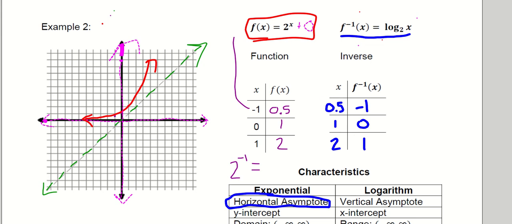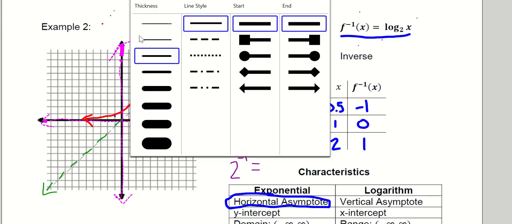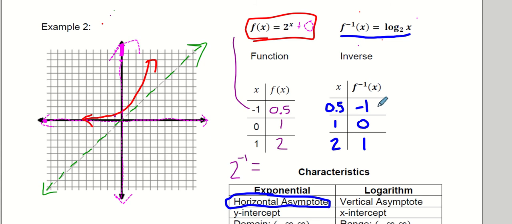So I'm going to graph these points. 0.5, -1, which is right here. 1, 0, which is right here. And 2, 1, which is right here. And so what it'll do is it'll get close to this line and then just kind of do like that. And what you'll notice is that this red line that I've drawn, which was the graph of this exponential, is just a reflection of this blue line, which was the graph of the log.